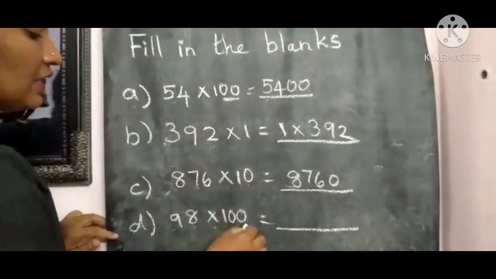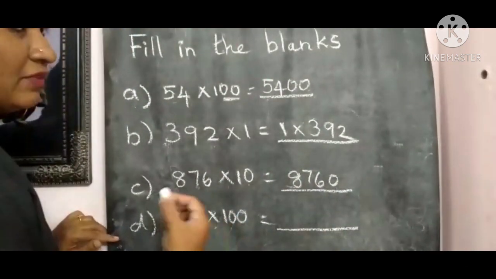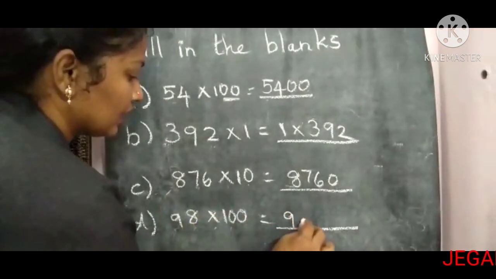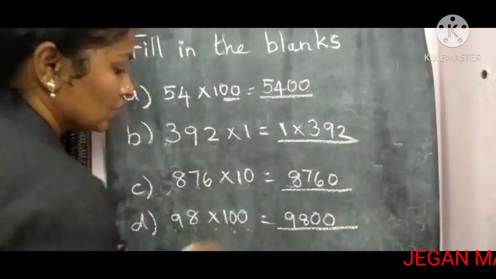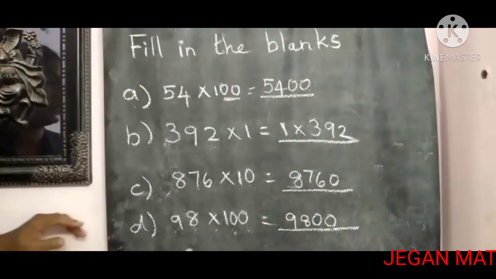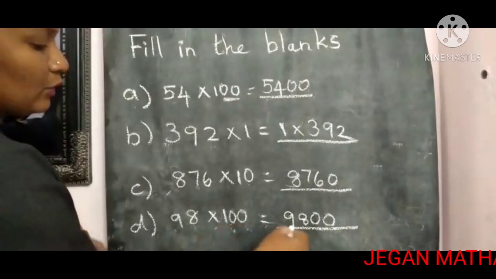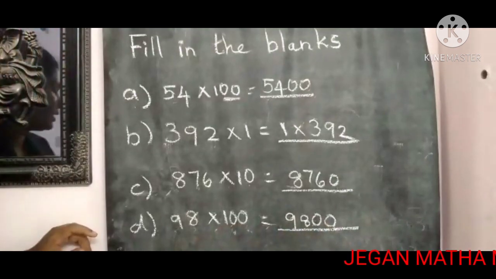98 multiplied with 100. First write the number. The 2 zeros are here, so write 2 zeros. So 98 multiplied with 100, the answer is 9800. Clear, children?